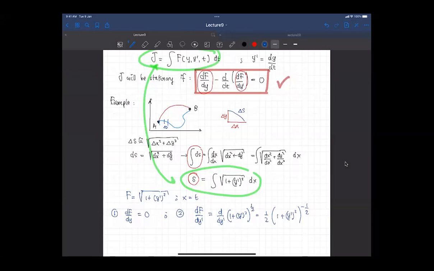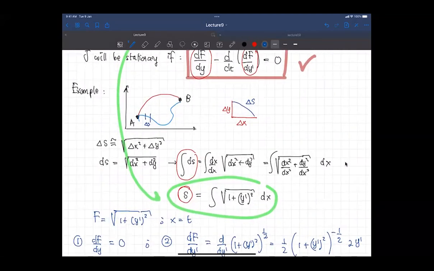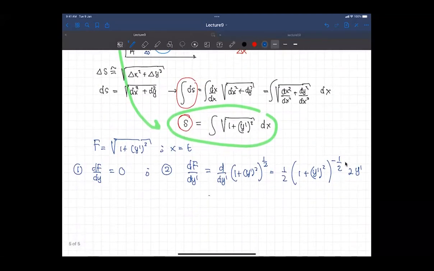Multiplied by 2 y prime. Anyone agrees here? Okay. So then the f dy equals to this one is cancelled. Then we will have y prime divided by square root of 1 plus y prime squared. That will be df dy prime.